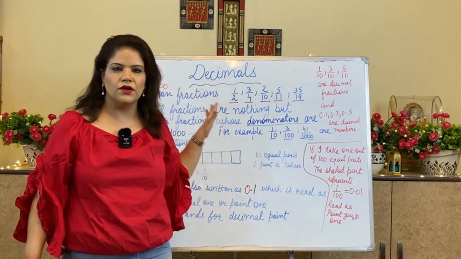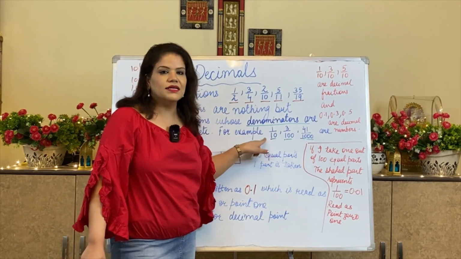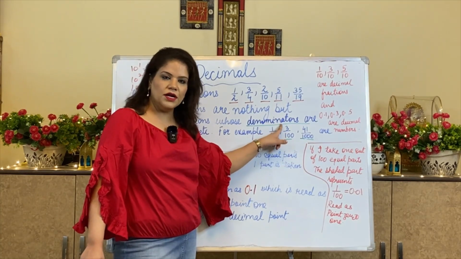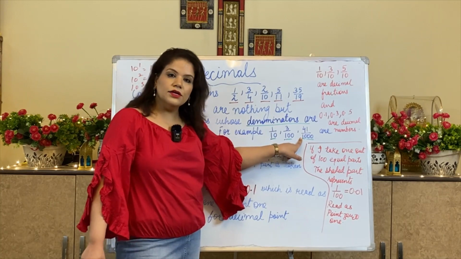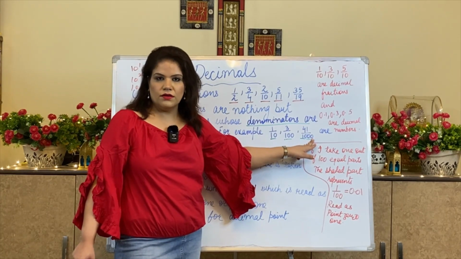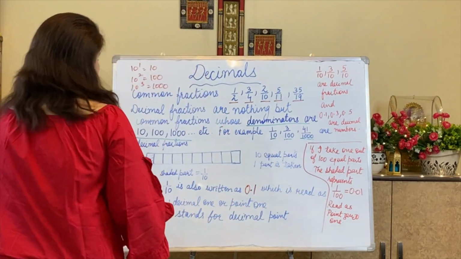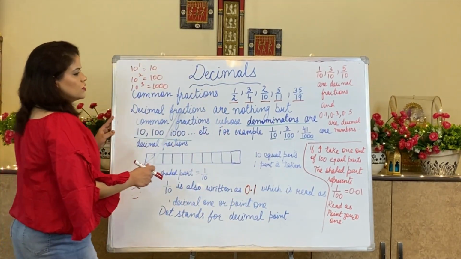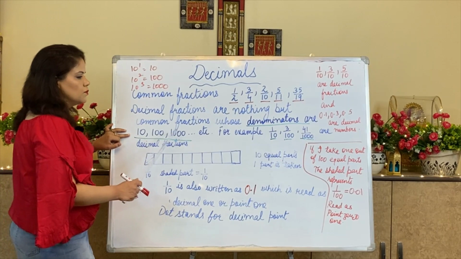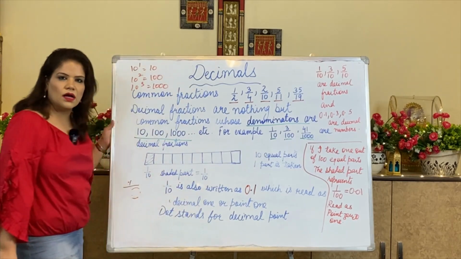Different books have different definitions, so I have taken both definitions. Like here the denominator is 10, not the numerator. Here the denominator is 100 and in the numerator we have another number. Here in the denominator we have 1000. That means that many zeros are there with 1. Understood? These are multiples of 10, or you can say powers of 10. So decimal fractions are nothing but common fractions whose denominators are 10, 100, 1000, etc. For example, 1 by 10, 3 by 100, 41 by 1000.